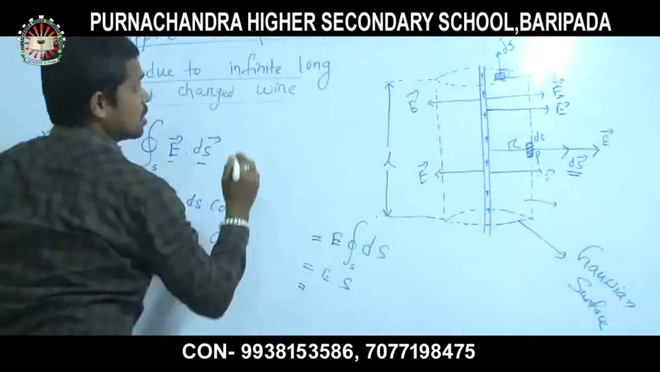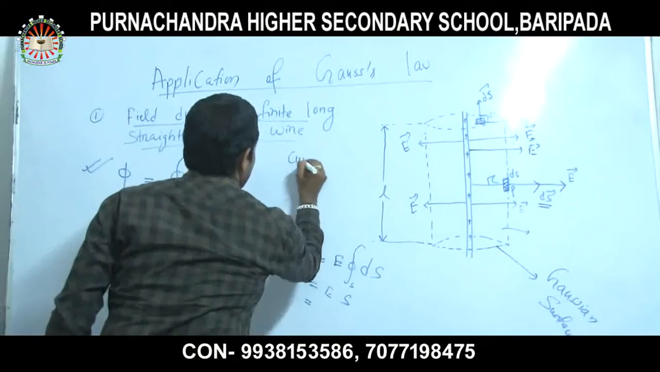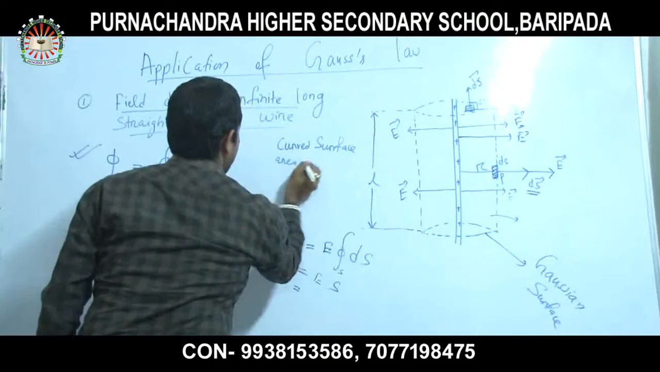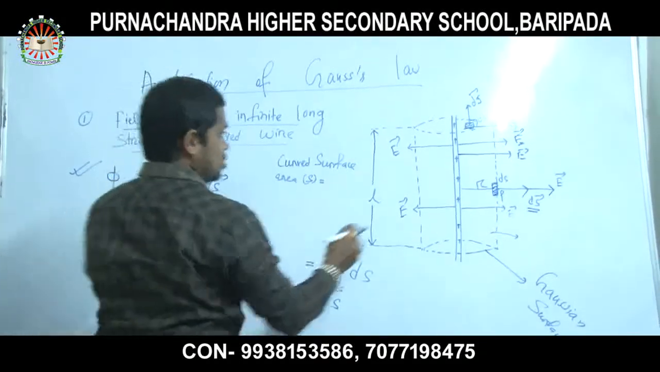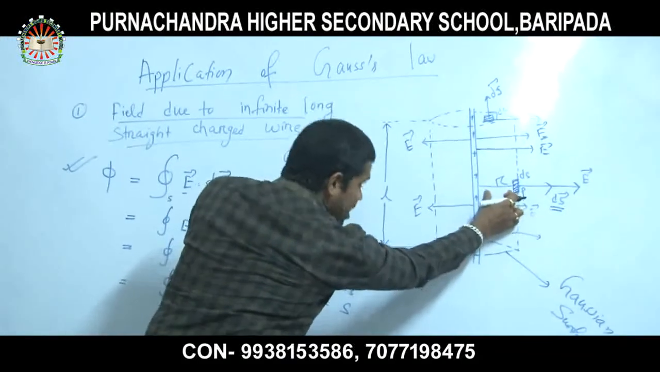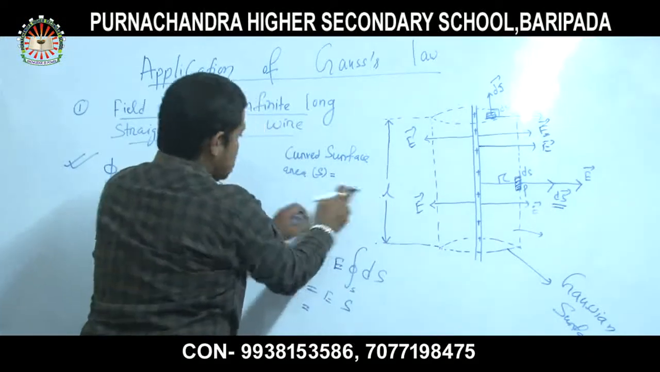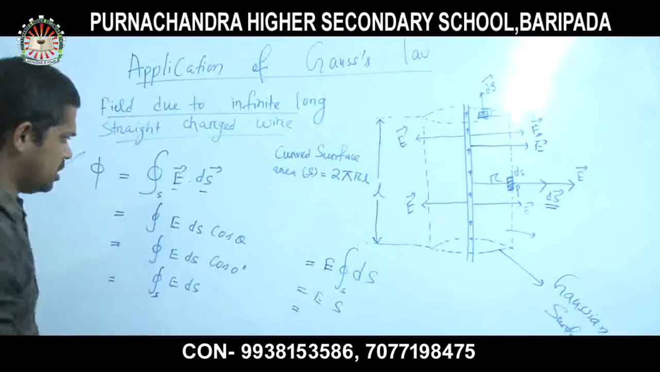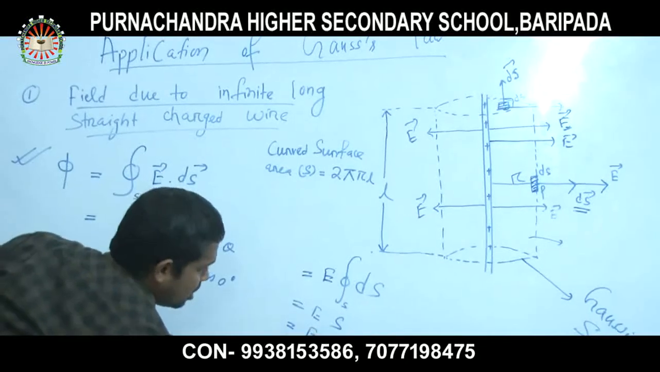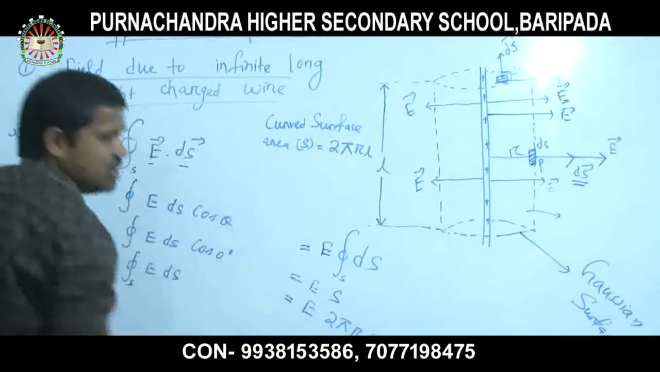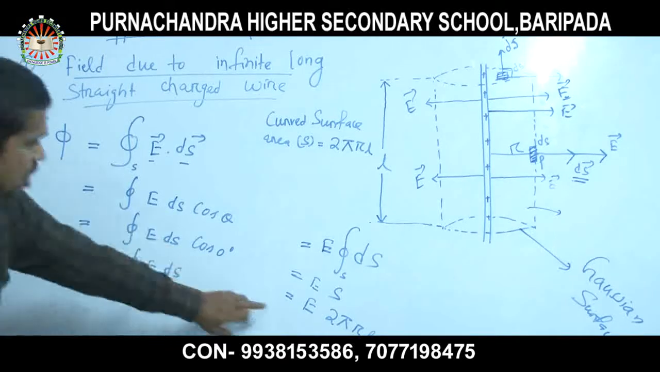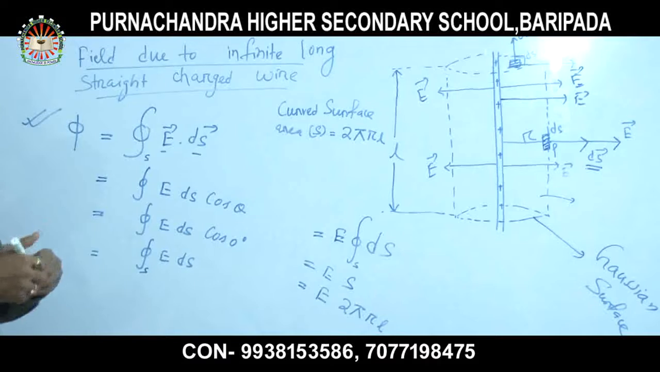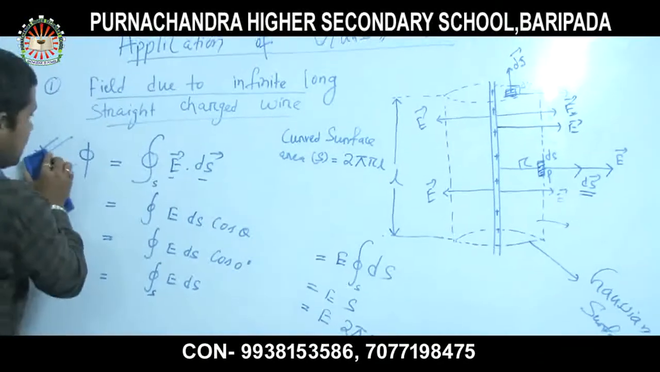So what is the formula? Let us discuss here. The curved surface area S of a cylinder: look at here, the point P is at a distance R and the length of the cylinder is L. So the area becomes how much? 2 pi RL, as you know. So let us put it here. So this is E 2 pi RL. Very simple. So phi is equal to, what will I get? Phi is equal to E 2 pi RL. Let us write down again. So I will erase that one.